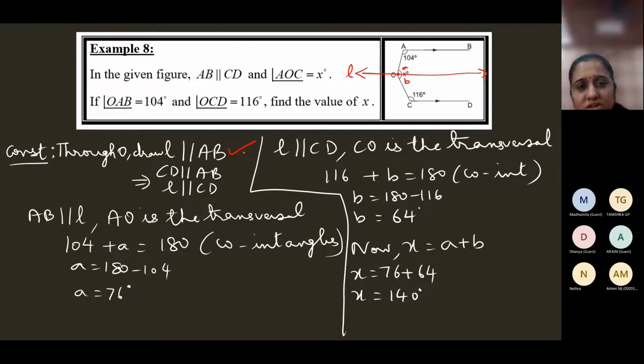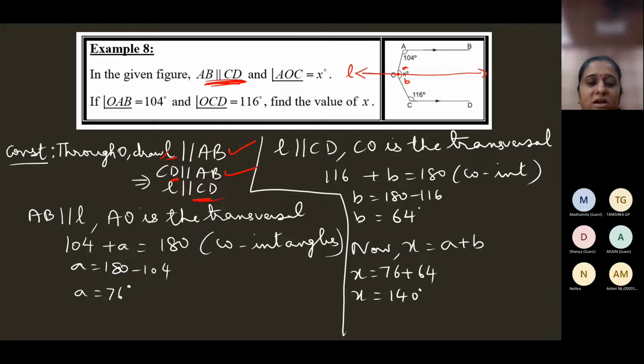I explained about this construction in one of the earlier classes, so I'm not talking about that now. But in the question, it's given that AB is parallel to CD. So you can see here the two lines L and CD are parallel to the same line AB. And we know that if two lines are parallel to the same line, they're parallel to one another. So L is parallel to CD.